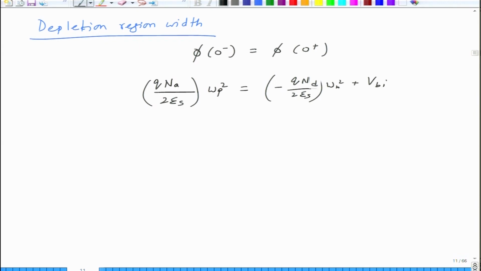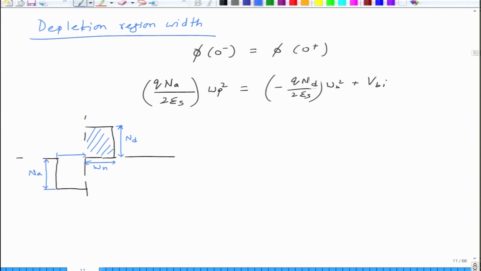So, you get this equality, and we know that we said that charge density distribution is like this. This is the interface, and on one side at the depletion region, on one side you have acceptor ions, on the other side you have donor ions, right. So, this is up to a width Wn, and this is Nd, right. This is Na and this is minus of Wp, all right.